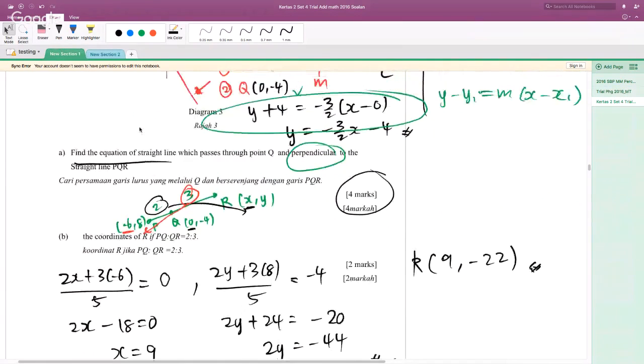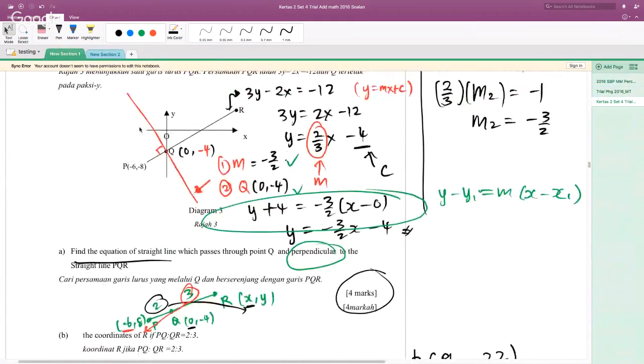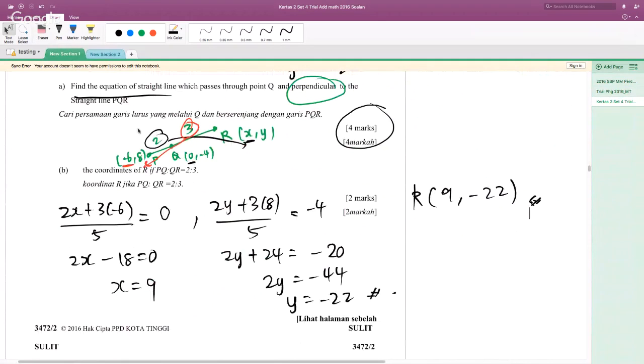PQ and QR. PQ. Q is 0, -4. Yeah. Oh, it's -8. Yeah. What am I doing? This coordinate is -8. Yes, thanks for that. This is -8. So this one should be -24. So this one should be +4. Should be +4. So this one should be +2. So you will get 9.2.